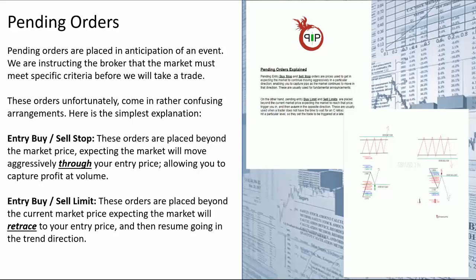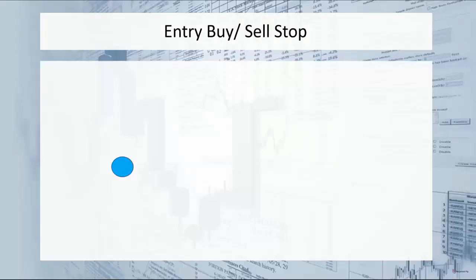When it comes to the entry buy and sell limit, these orders are placed beyond the current market price as well, but instead of expecting the market to go through our price, we're expecting that the market is going to retrace, touch our entry, and then turn around and go in the opposite direction. Okay? So this is generally used when trading Fibonacci ABCDs. So here's how this works.